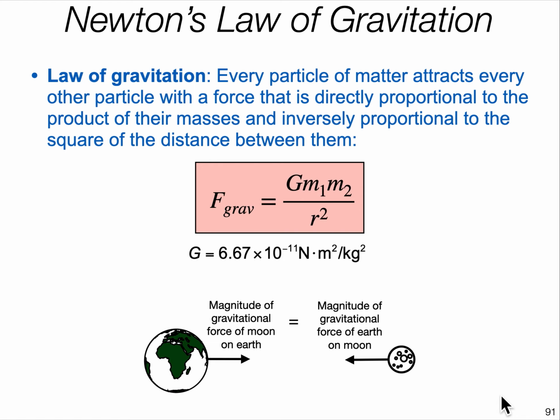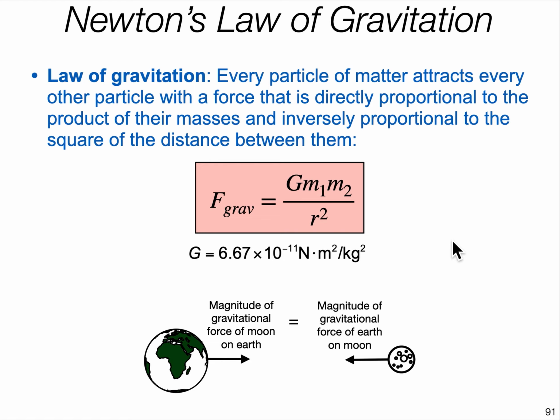If I have two particles or two planets, or in this case a planet and a moon, the magnitude of the gravitational force of the moon on the Earth is some number. The moon is attracting the Earth towards it with some force, and the Earth is attracting the moon towards it with the same exact force given by this equation. So the magnitudes of these two forces are exactly the same. Why is that? Because m1 is the mass of the Earth, m2 is the mass of the moon, and r is the distance between these two objects, which is the same for both, so I get the same force of gravity.